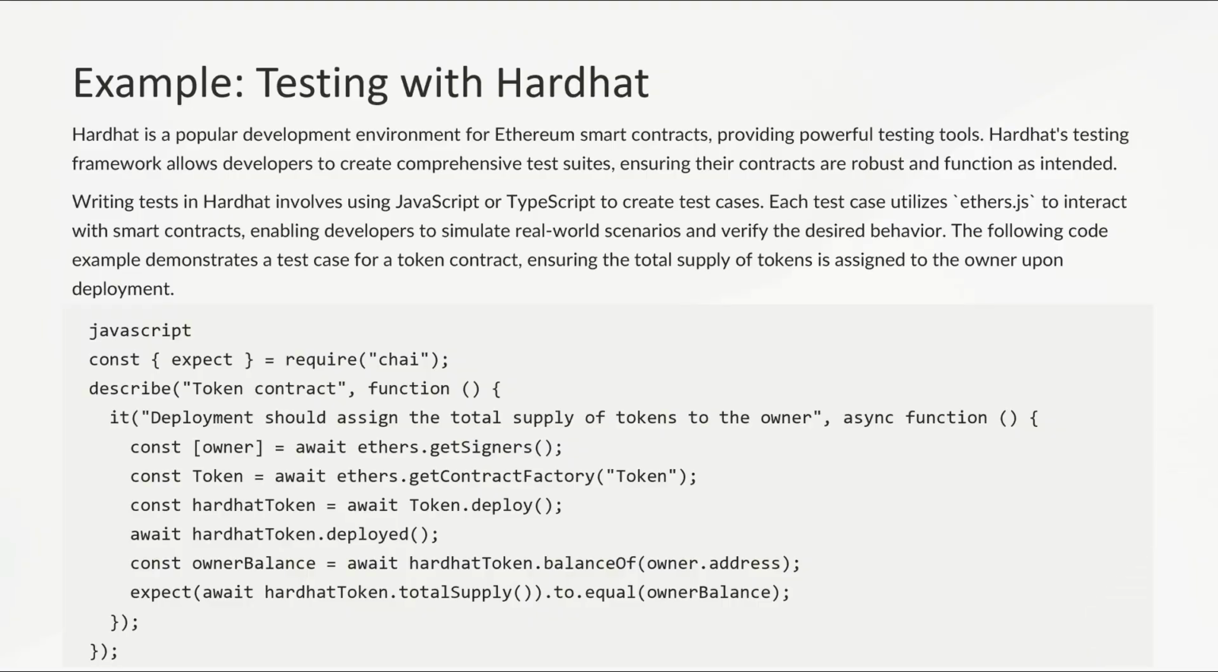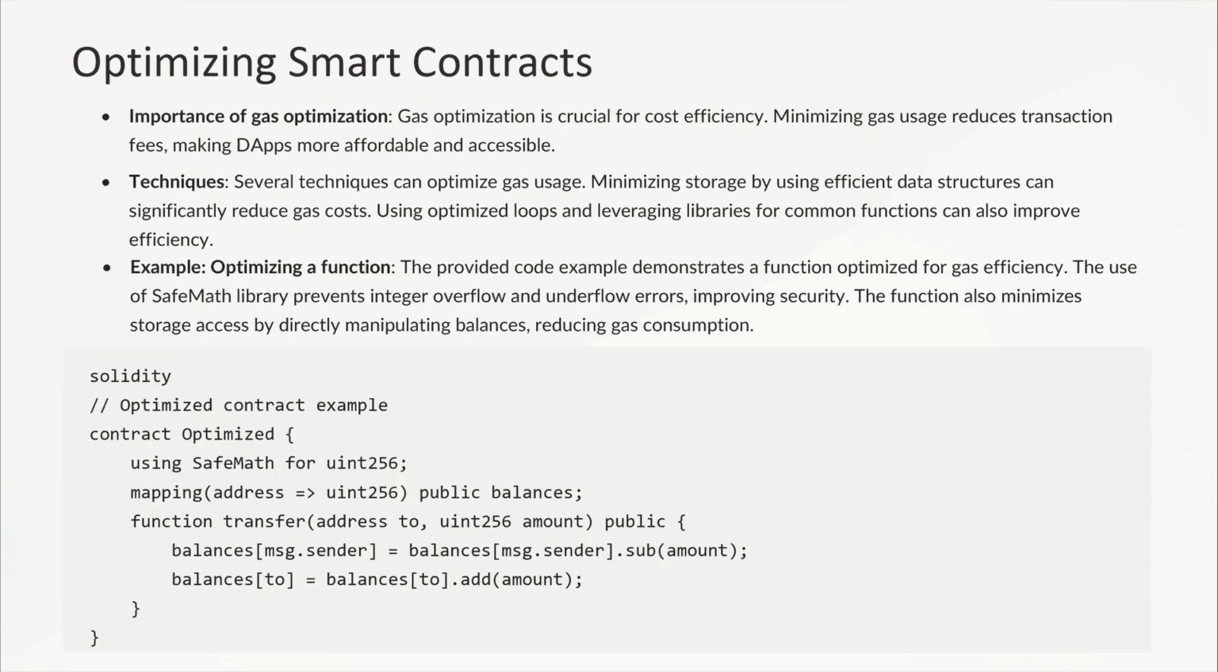For example, in Hardhat, you can write a test to verify that a token contract correctly assigns the total supply to the owner upon deployment, ensuring it meets the intended specifications. Optimizing smart contracts. Gas optimization is crucial for reducing transaction costs, making your dApp more efficient. Minimize storage usage, use efficient data structures, and optimize loops. SafeMath is a library that helps prevent integer overflow and underflow errors, which can otherwise lead to significant vulnerabilities.